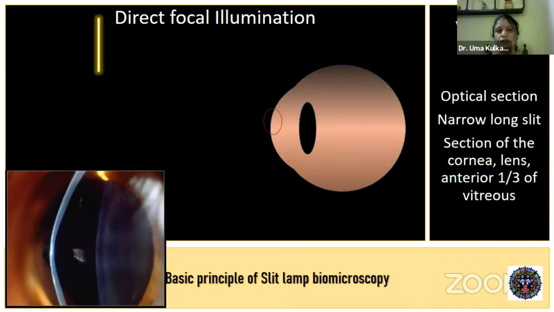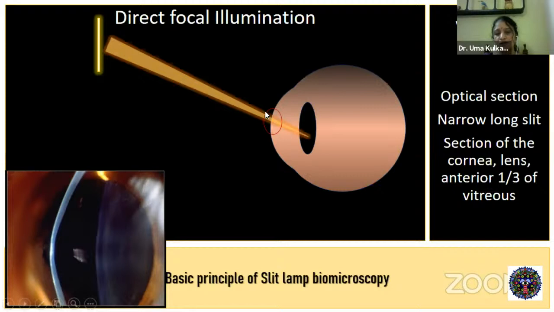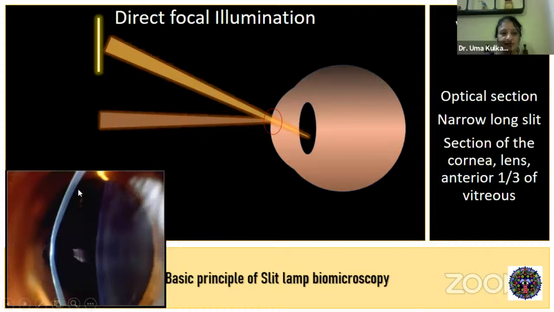In this, you use a slit which passes onto the structure of regard. This is what we want to see, so we illuminate that structure, and the focusing system comes here. So this is what we see. There are different ways of doing direct focal illumination, and one of them is the optical section. This is a classical example of this. This can help us in identifying variations in the cornea. As a slit, you could see the thickness of the cornea and compare it in different areas. You could also get a good section of the lens, see the different scattering happening in the nucleus and the stroma of the lens, and identify a lot of lesions.